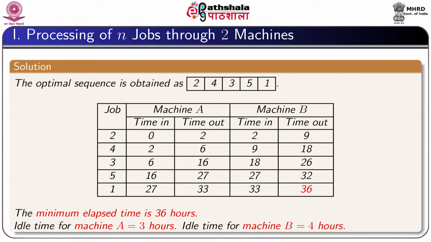So, machine B has to wait 1 hour to start processing job 1 as soon as the job on machine A is finished. So, the total idle time for machine B will be initially 2 hours, and then subsequently 1 hour and 1 hour. So, the total idle time for machine B is 4 hours.